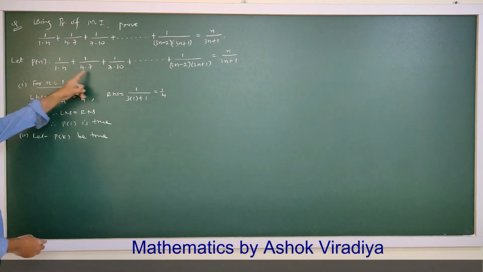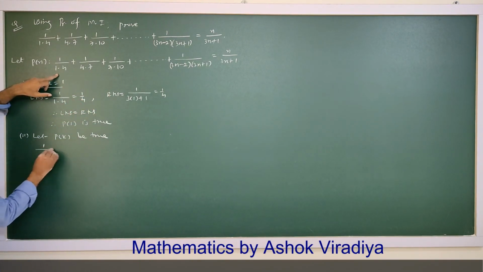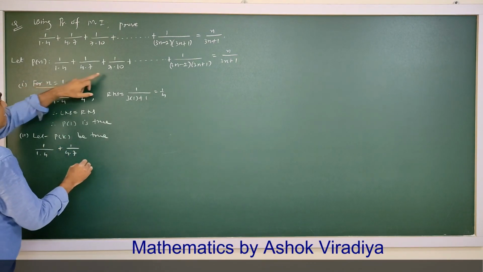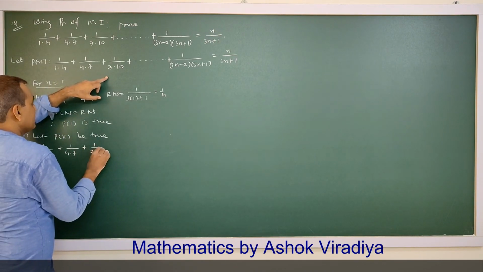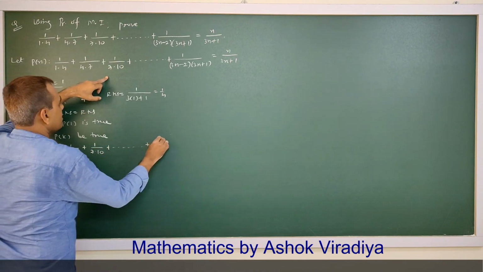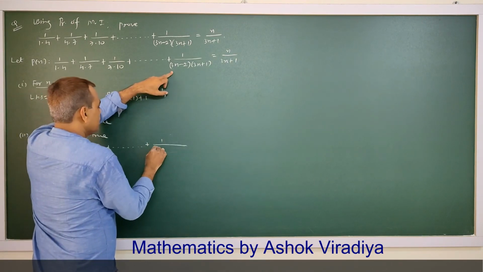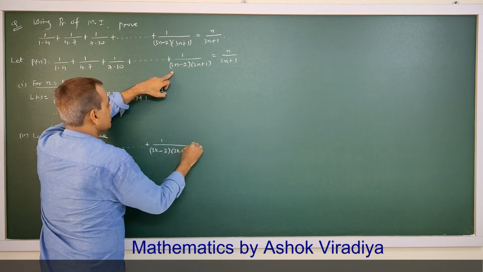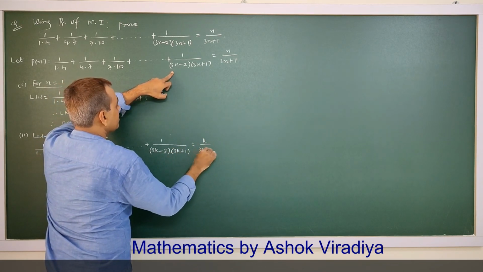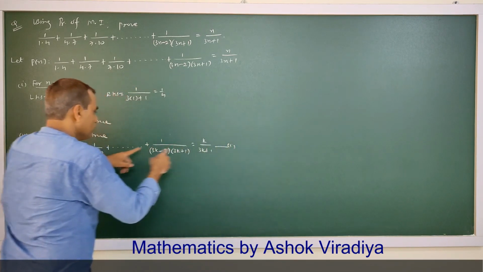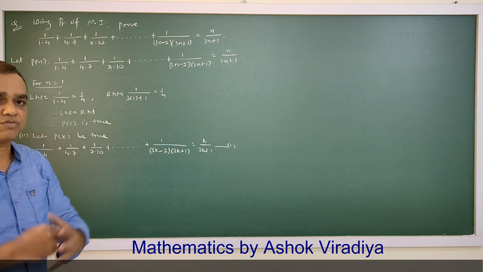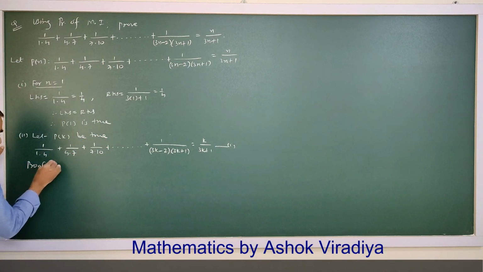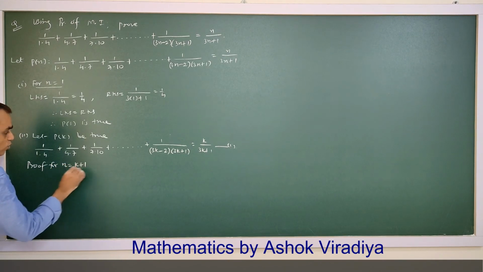So replacing n by k in this given statement: 1 upon 1 into 4, 1 upon 4 into 7, 1 upon 7 into 10, up to 1 upon (3k minus 2) into (3k plus 1), equal to k upon 3k plus 1. This is true, that we accept without proof. And using this, now we are getting proof for n equal to k plus 1.